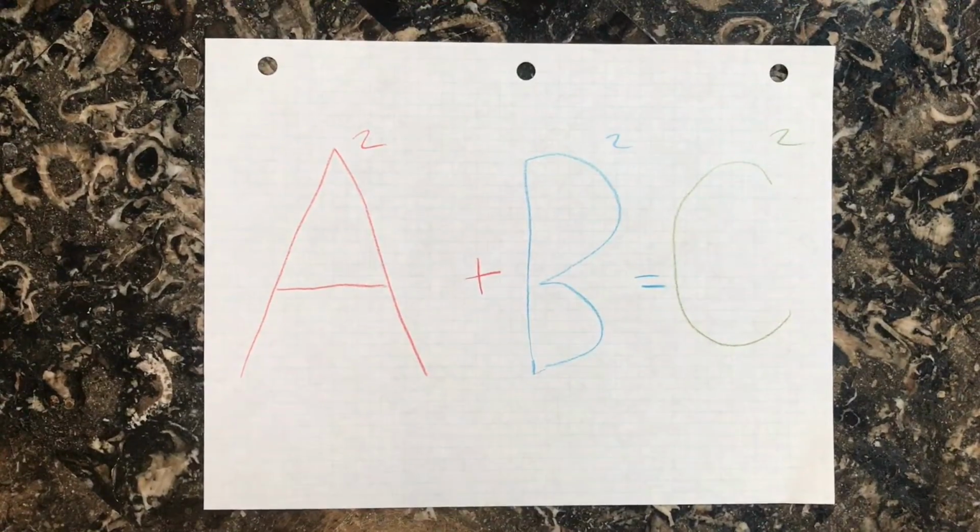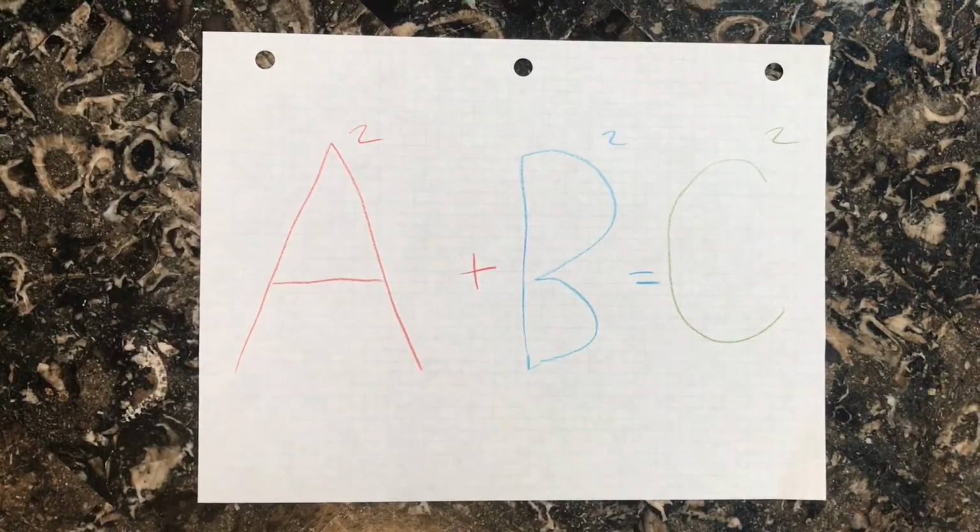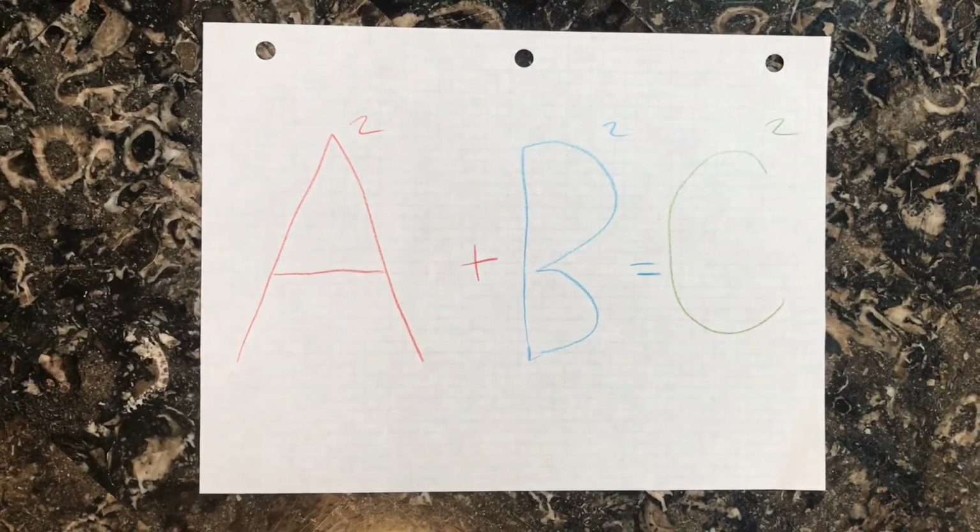Now that we've derived the Pythagorean theorem and showed you how it works, you can use it every day. But just remember, a squared plus b squared equals c squared.